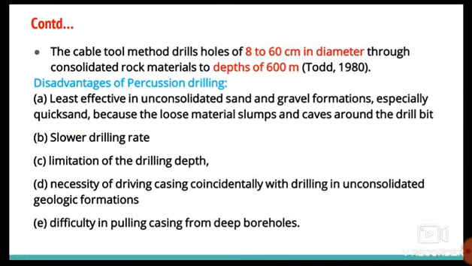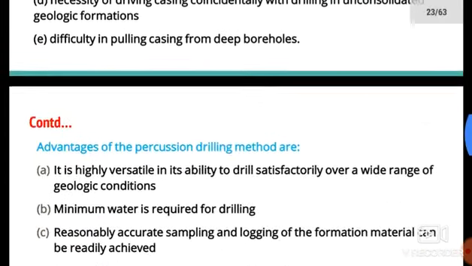Now, the cable tool method drills holes up to a depth of 600 meters and a diameter of 8 to 60 centimeters. There are many disadvantages to this percussion drilling. It has a very slow drilling rate, the drilling depth is minimal, it is difficult to pull up the casing, and there is the necessity of driving casing constantly with drilling in unconsolidated geological formations. So these things you can read and understand.